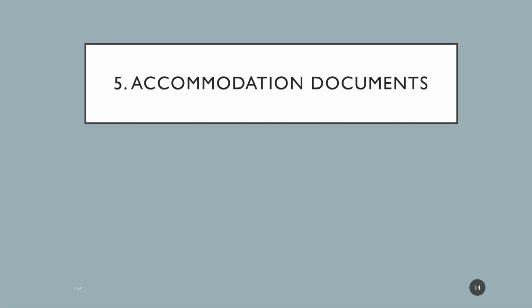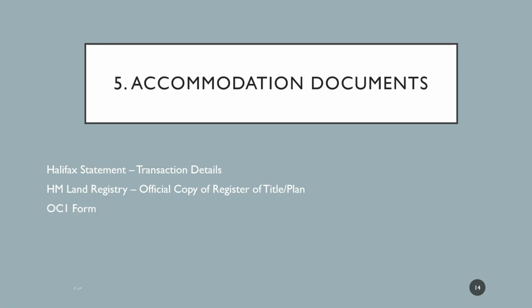After financial documents, the next set of supporting documents are accommodation documents. These include Halifax mortgage statement. Halifax statement included transaction details for past 2 years. In addition to this statement, I provided official copy of register of title and plan. This was obtained from HM Land Registry by filling up OC1 form.